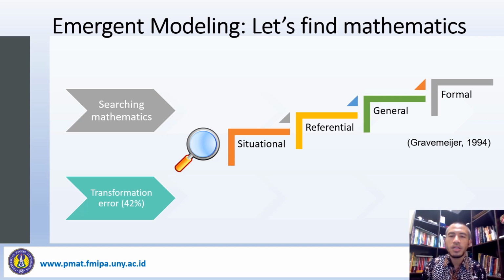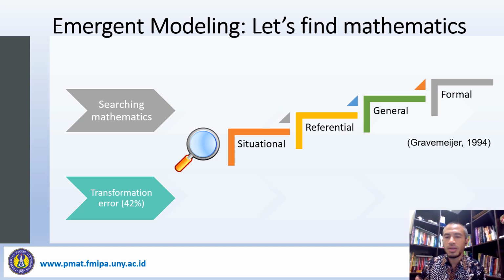The second level is referential level. In this level, students are still thinking about the context, but they do not really play directly in the context. Instead, they use a tool to refer to the situation or the context of the problem. So, close to the context, but not directly performing the context or the situation. That is the referential level.